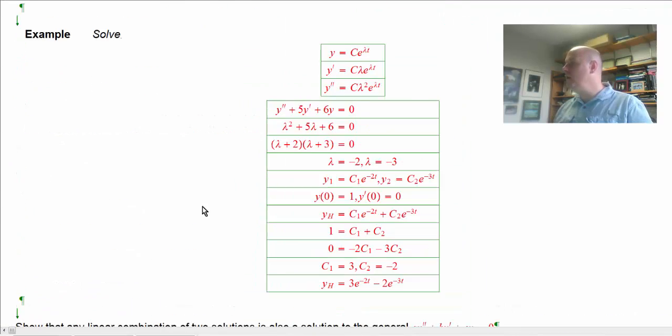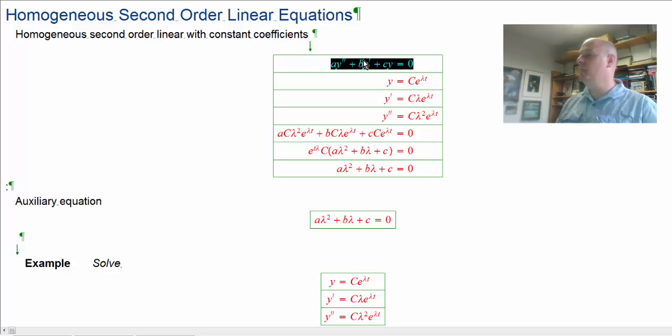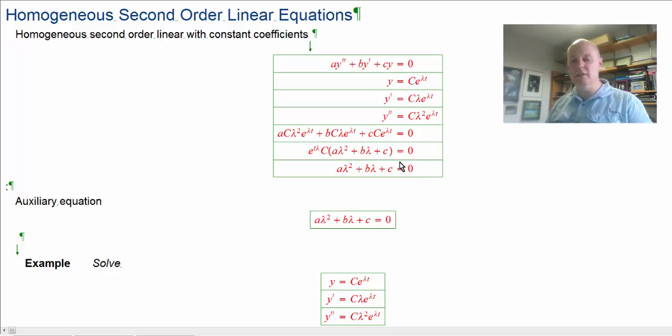So now we can solve equations of this form, homogeneous second order linear differential equations. We get the auxiliary equation, we factor it or use the quadratic equation to solve it, get the 2 lambdas, make our homogeneous solution a linear combination of the 2 little solutions, the 2 e to the lambda t's. If initial conditions are given, we can figure out what the c's are, and I guess we're done.